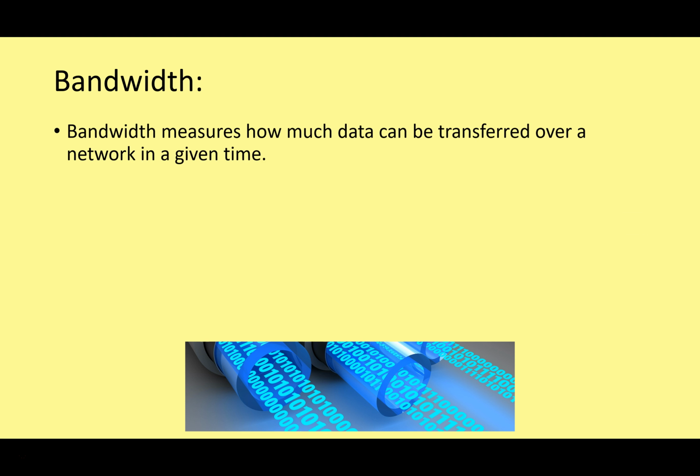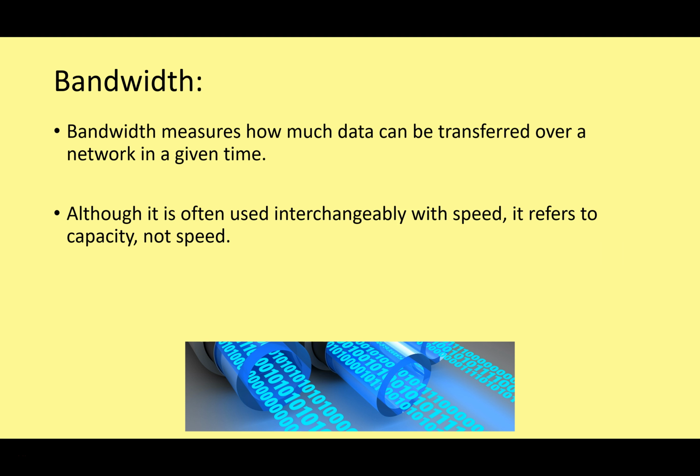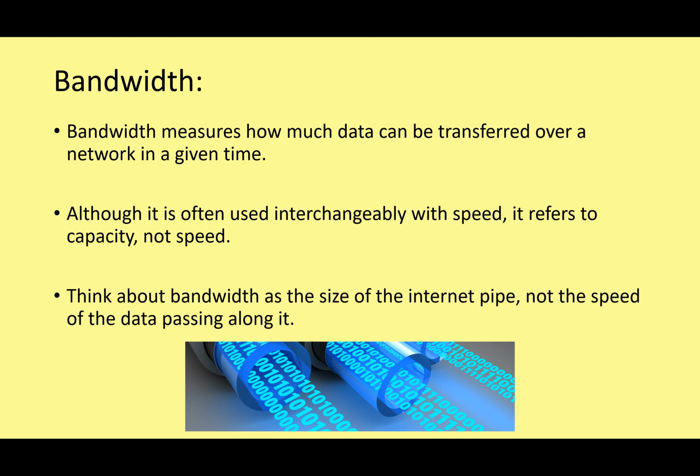So if we start with bandwidth, bandwidth measures how much data can be transferred over a network in a given time. Although it is often used interchangeably with speed, bandwidth refers to capacity, not speed. They're slightly different. Think about bandwidth as the size of the internet pipe that you're using, not the speed of the data passing along it. Think about a road. Bandwidth would measure how many cars can travel down the road at one time, not how fast those cars are going.